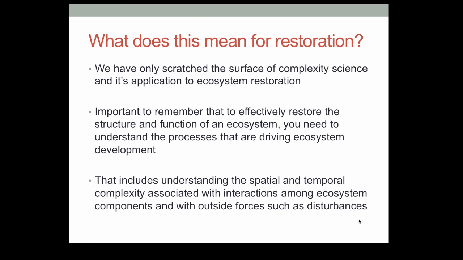And so this really includes understanding the spatial and temporal complexity associated with interactions among ecosystem components. So we need to understand what's happening within the ecosystem and how those are all interacting, but we also need to understand the outside forces, such as disturbances, and what happens when we remove certain things from these ecosystems. And that's why we've added that video about how the restoration of wolves in Yellowstone, that keystone predator back into that landscape, has actually filtered all the way down and changed the way stream channels are developing in both space and time.